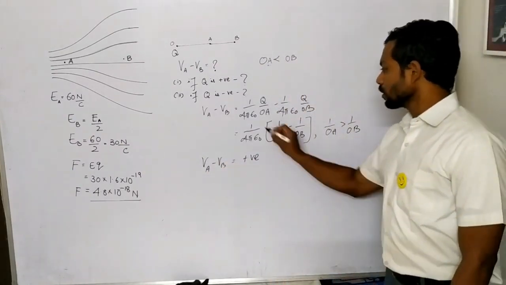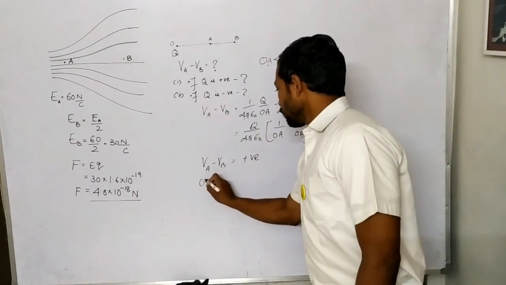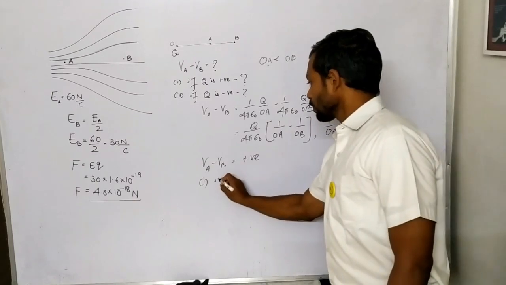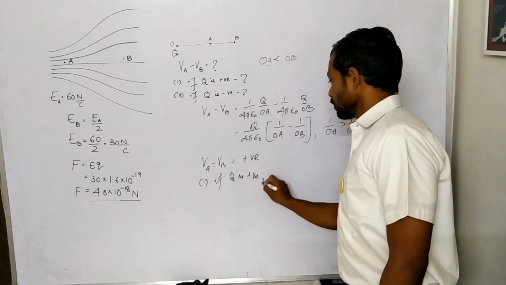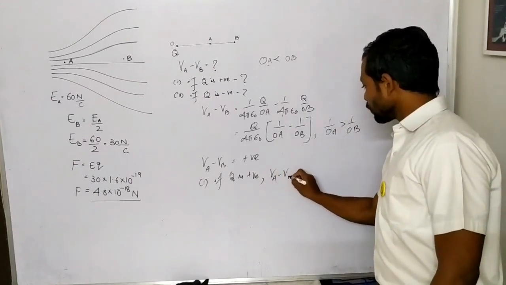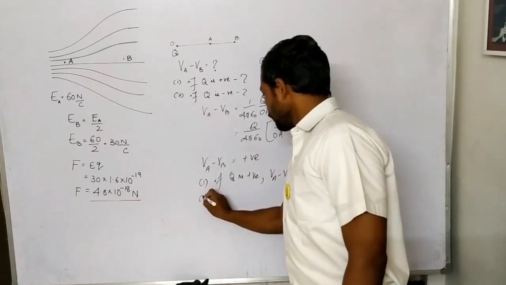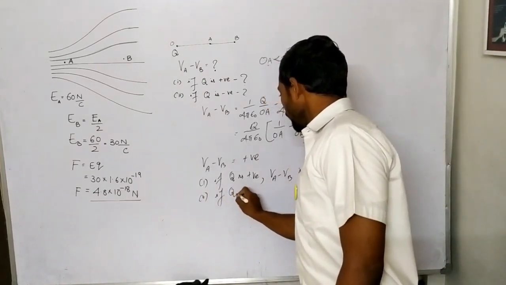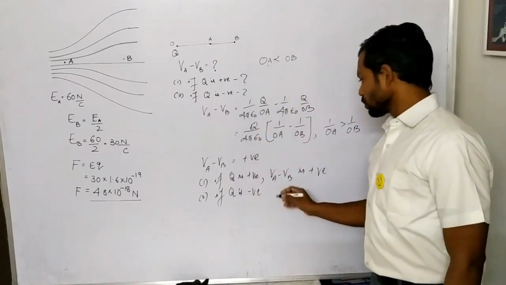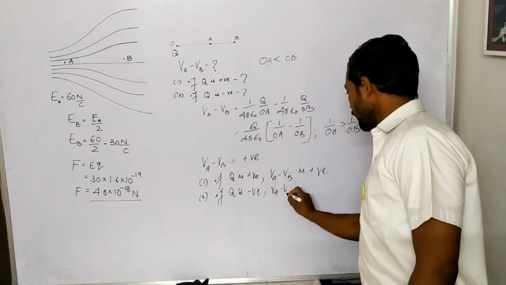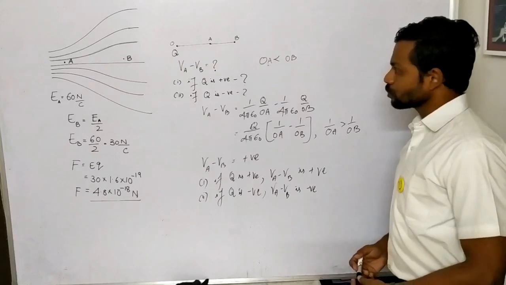Now the Q value is here. If Q is positive, in that case VA minus VB is also positive. If Q is negative, then this entire thing also becomes negative, so VA minus VB is negative. Right, hope you understood this.